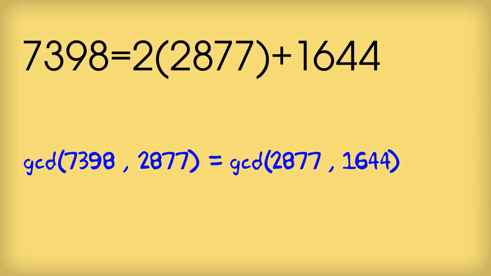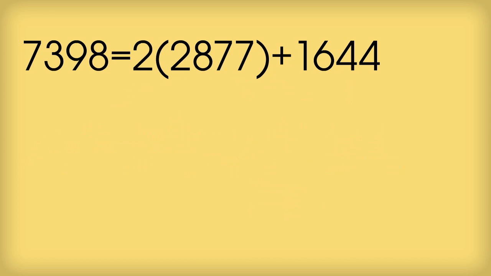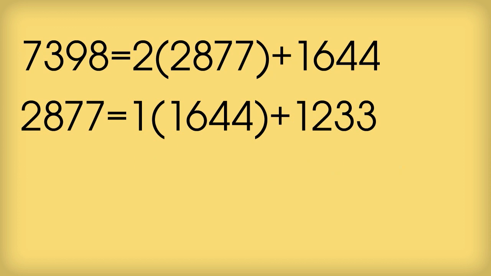Now this is substantial progress because it's turned the problem of the GCD of 7398 and 2877 into a GCD using smaller numbers, in this case 2877 and 1644. So it's a little bit easier. Then the bright idea was, well, why not just keep doing this? So we can say that 2877 equals 1 times 1644 plus 1233. And so now we've made the problem just working out the GCD of 1644 and 1233.